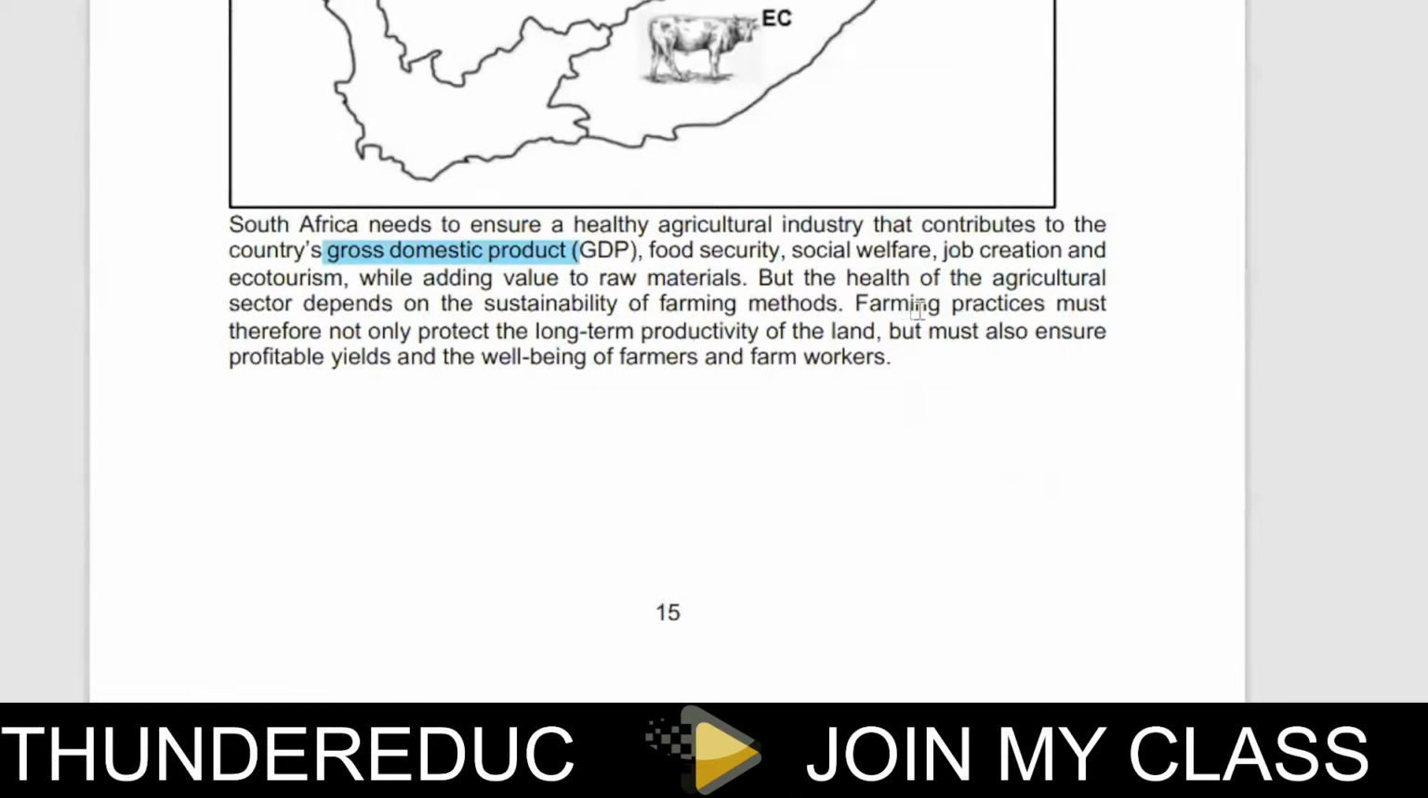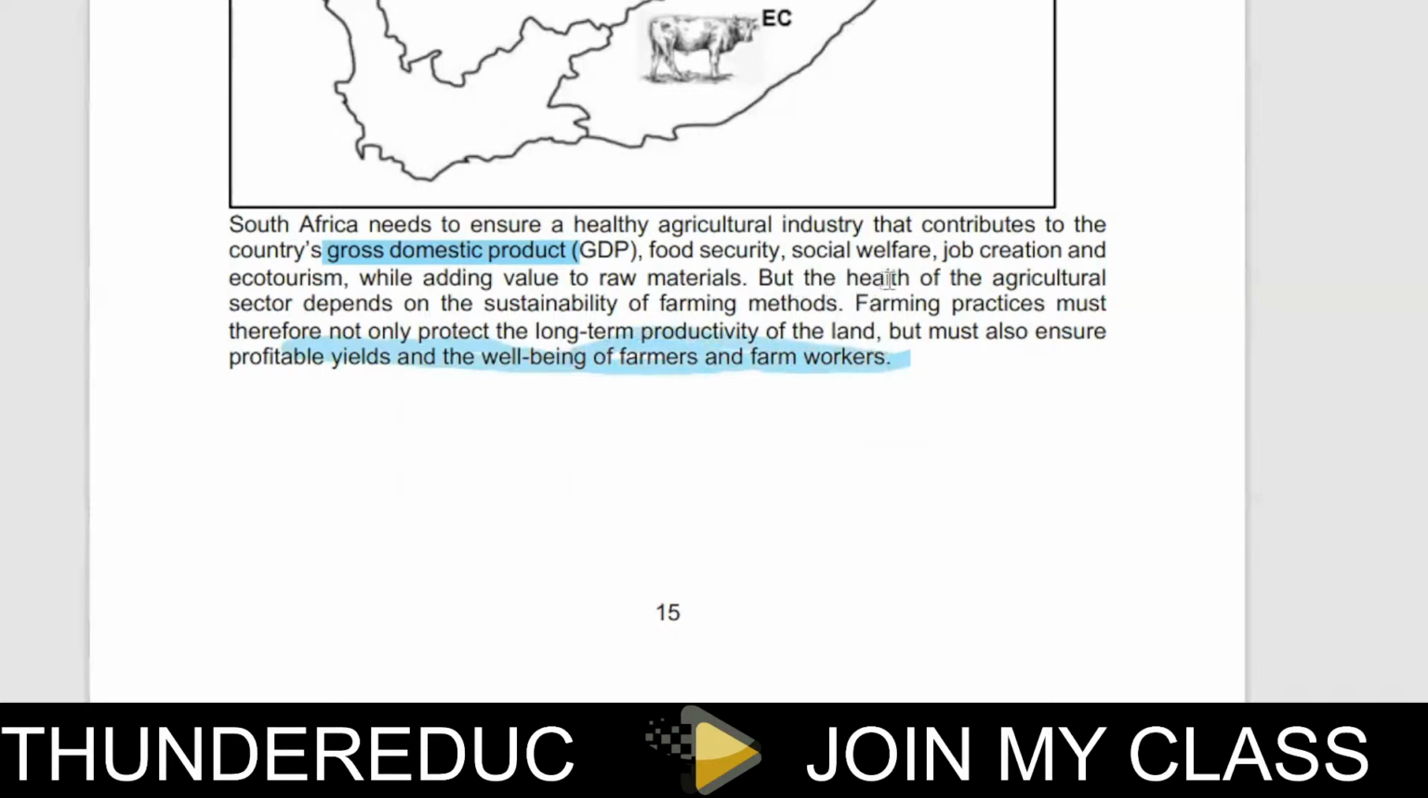So in that case, we see farming practices must be there, not only to protect the long-term productivity of the land, but must also ensure profitable yields and the well-being of farmers and farm workers. You know very well that on those big farms far away, where we have one house, a farmstead, you know that it is not safe. People feel that they are not safe to go and work on the farms. So they need this to be improved so that they can improve the welfare of the farmers.